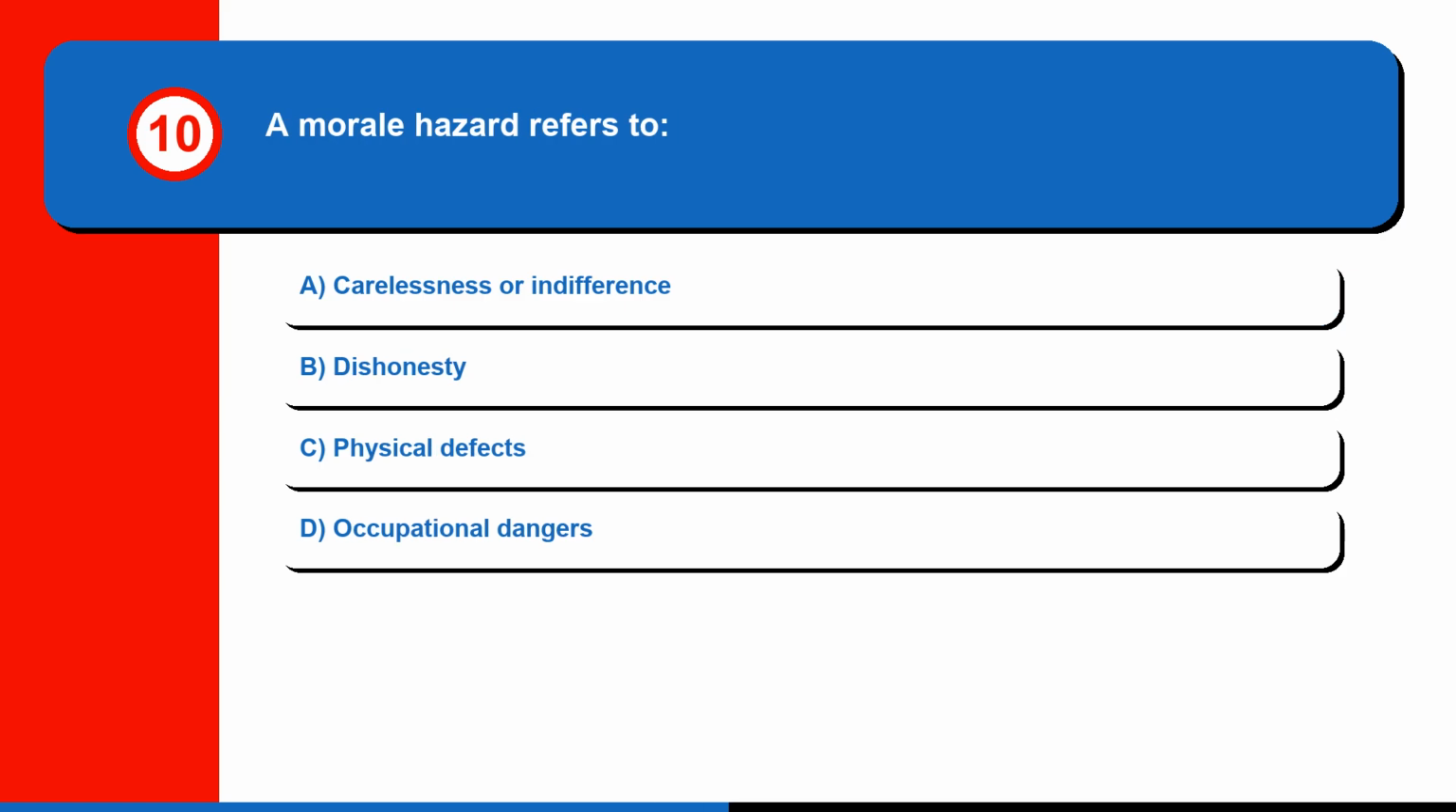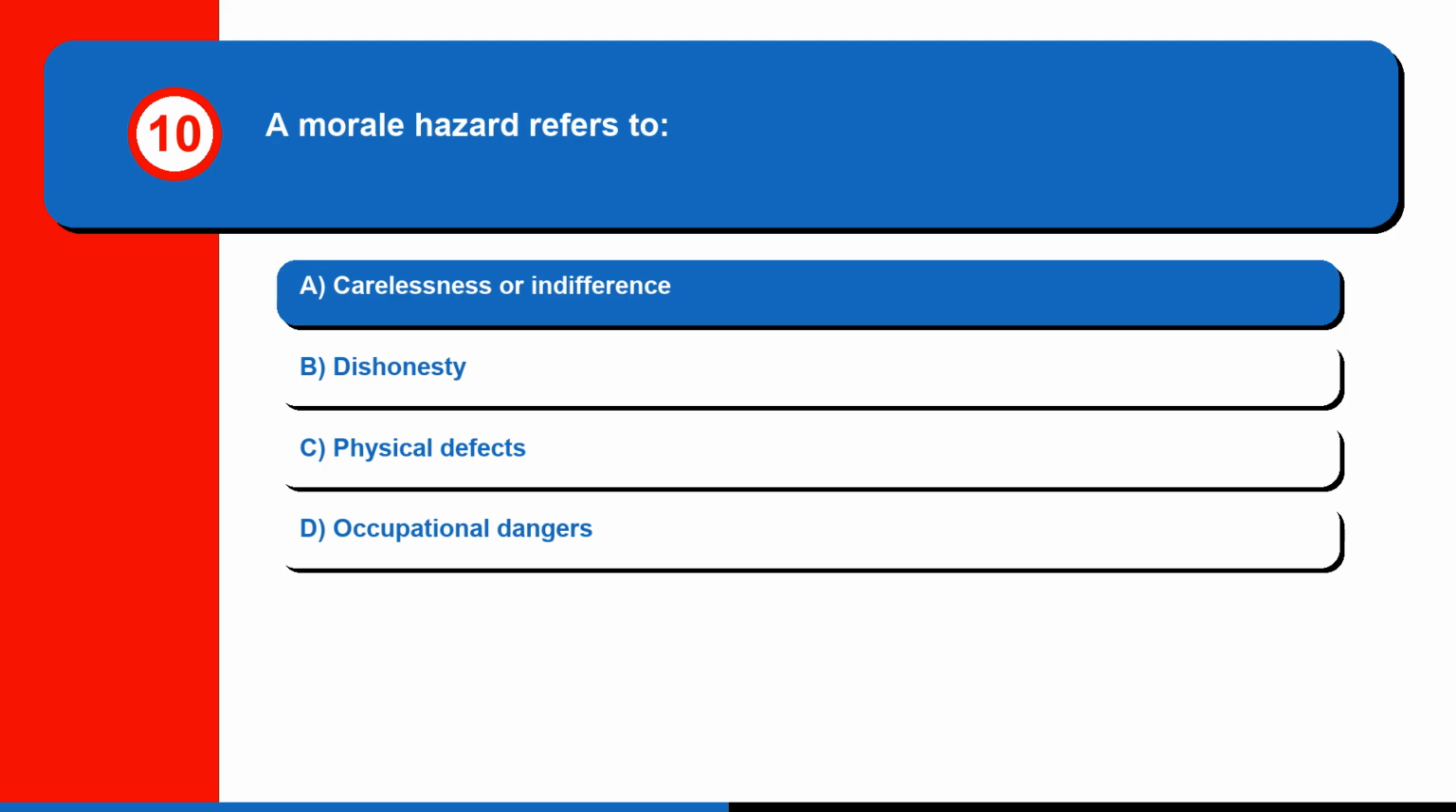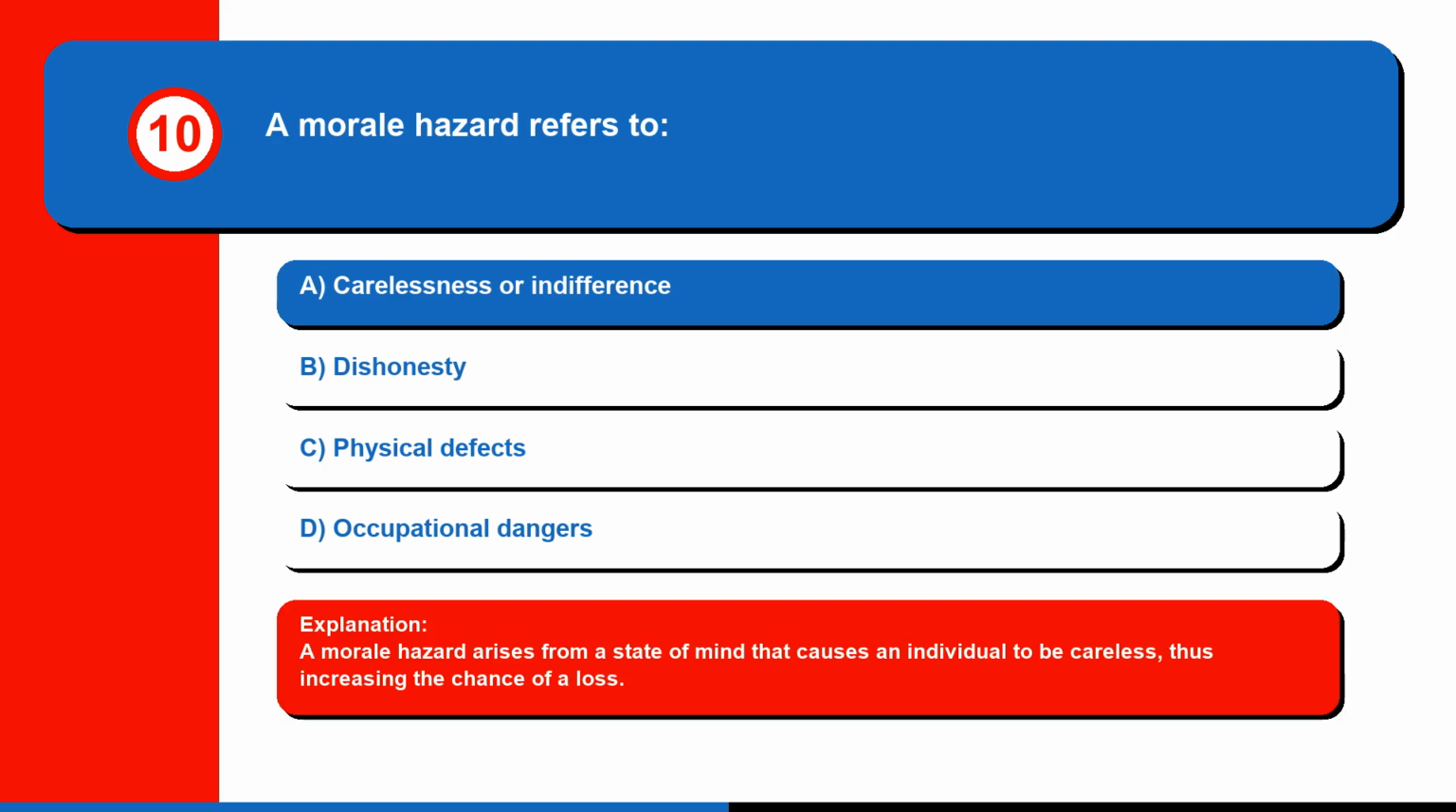Question 10. A morale hazard refers to A. Carelessness or indifference. B. Dishonesty. C. Physical defects. Or D. Occupational dangers. The correct answer is A. Carelessness or indifference. A morale hazard arises from a state of mind that causes an individual to be careless, thus increasing the chance of a loss.